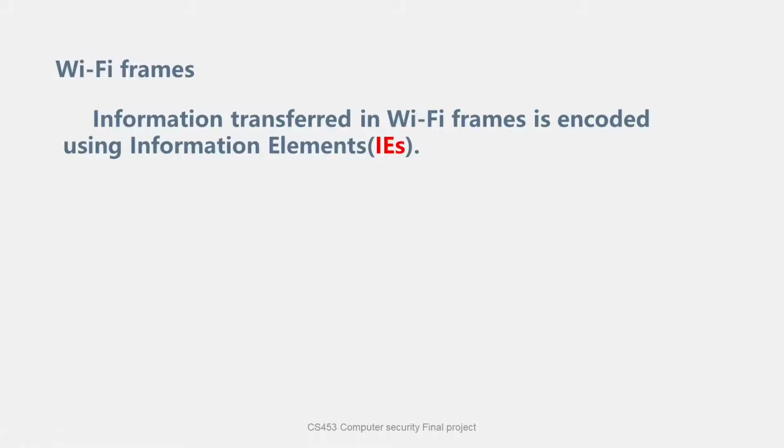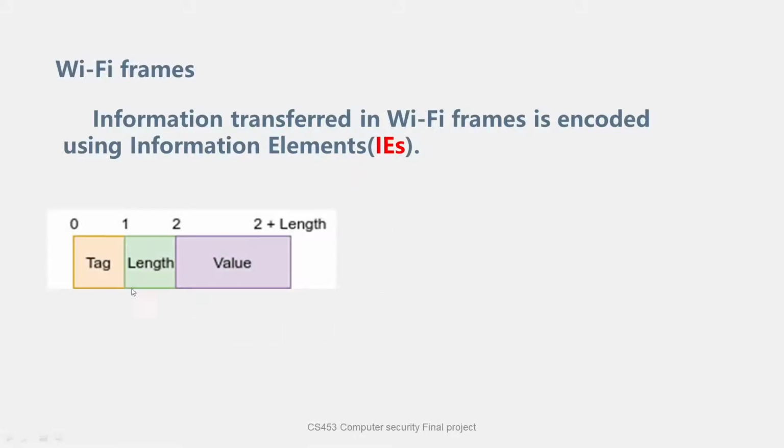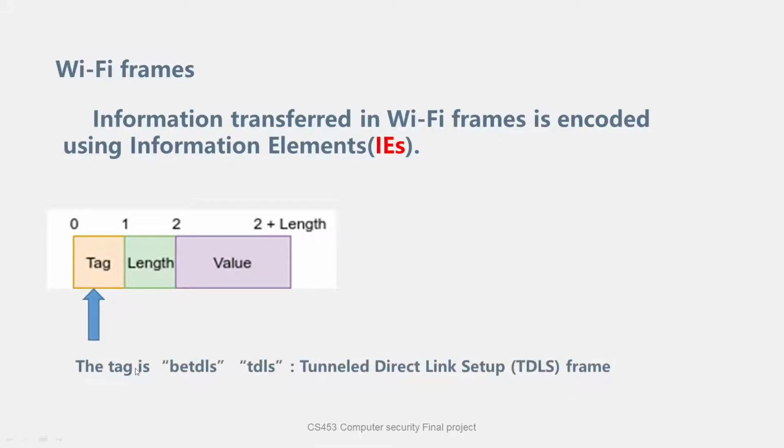Each frame has several data chunks called information elements, IEs, which have the structure of TLV: tag, length, and value. When a tag is TDLS, it means a TDLS frame. We found a few vulnerabilities related to some IEs in the TDLS frame.